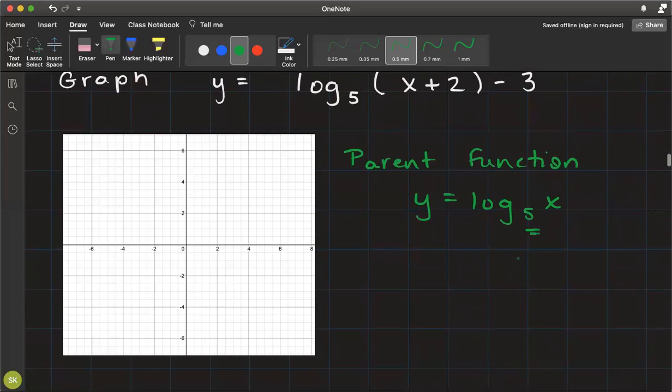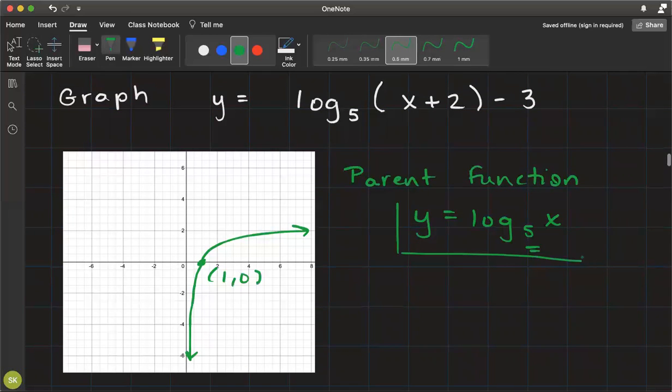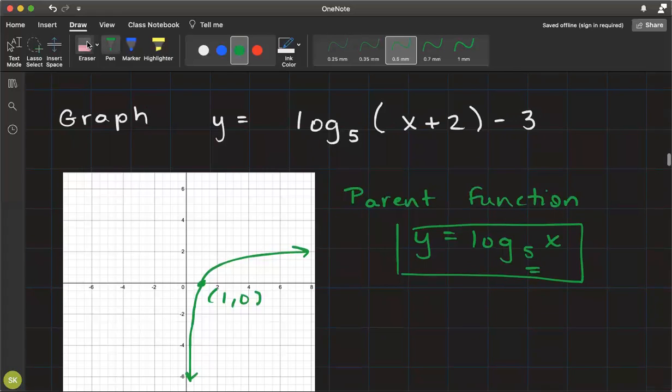Now, this number, this base 5, is greater than 1. So this takes that form that goes through the point (1, 0), goes up like this, and goes down like this, as we mentioned earlier. This point here is (1, 0). Again, you can plug in 1 in here, and you can see that this logarithm will be 0. So how do we change this graph here to look like this one? Well, what I do is I call this a new function. Let's say this is f1 of x. And then I start playing with this to see how I can make it look like this one.